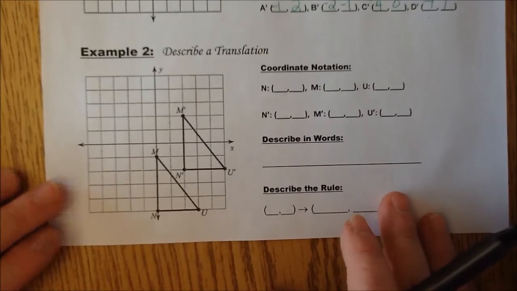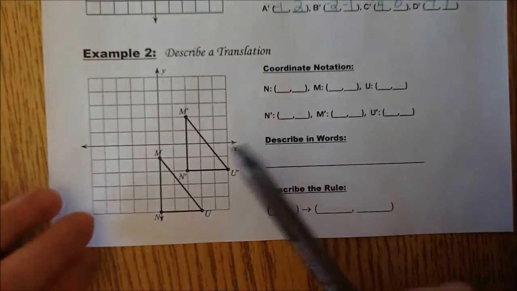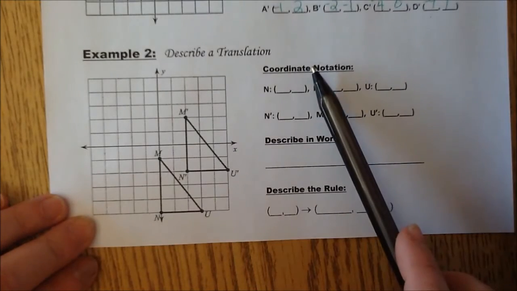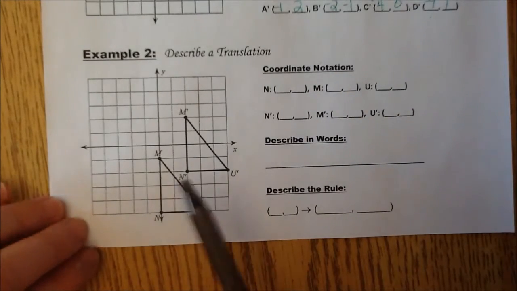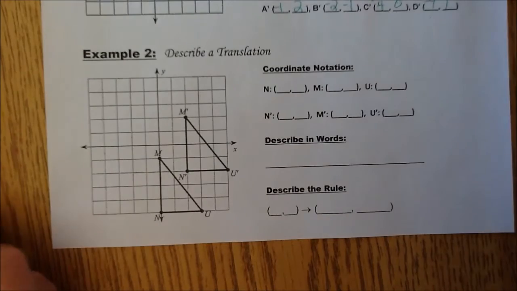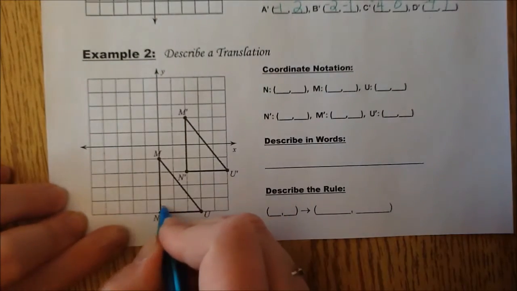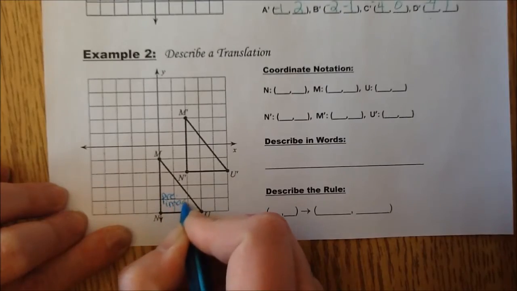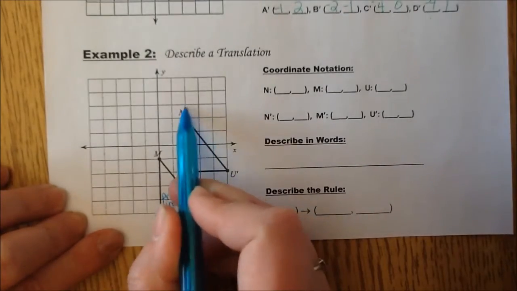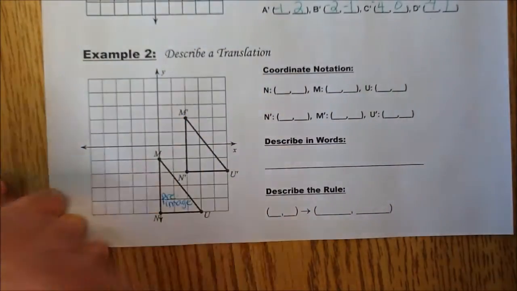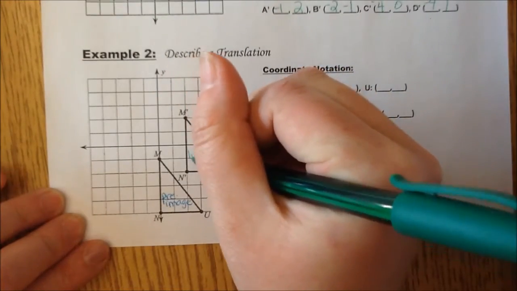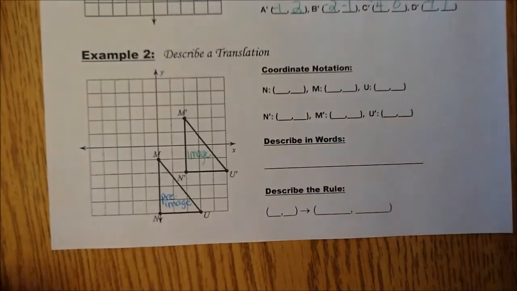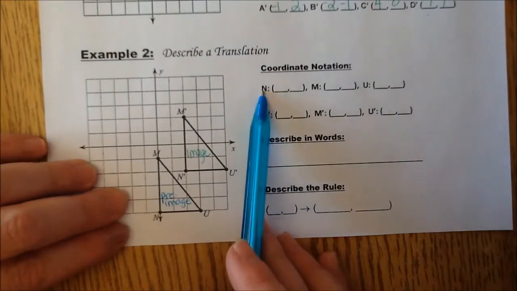Describe a translation. This one, they give us the translation, and we have to describe what happens. Now, I notice automatically, I know that this in light blue is my pre-image because there's no prime. Pre-image, and there's those prime marks, so green. I know this one is my image. So this is after I've had the transformation. So I'm going to find these ordered pairs.